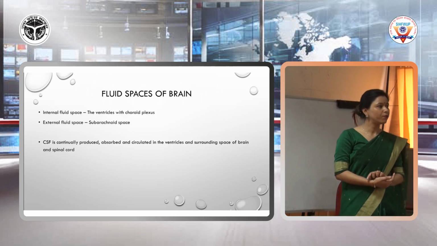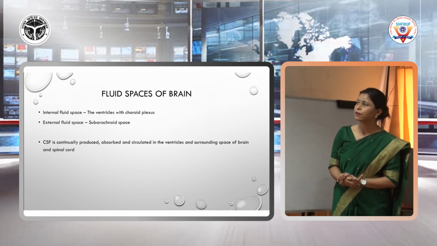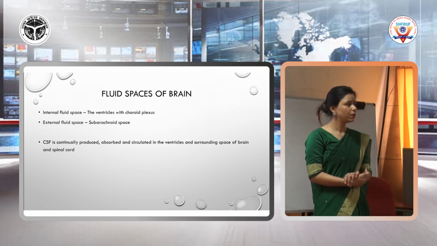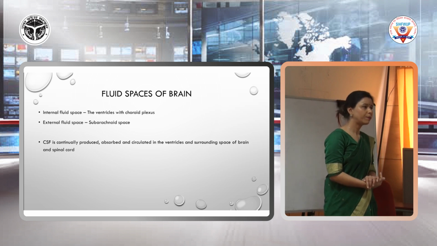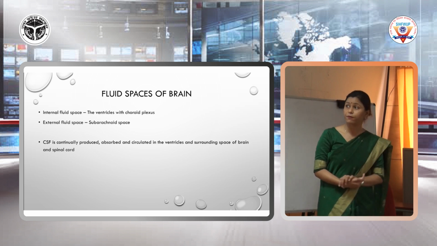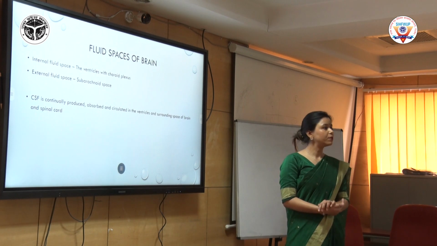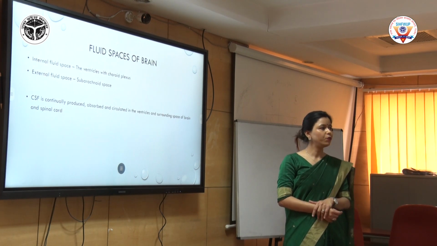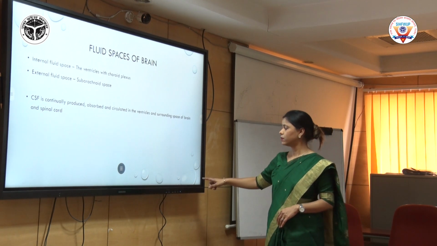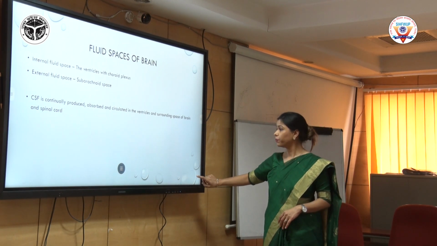So there are two kinds of fluid spaces of the brain. The internal fluid space is the ventricles with choroid plexus, and the external fluid space is the subarachnoid space containing CSF. So the CSF is continuously being produced in the brain, it is being reabsorbed, and then it enters the venous system, and it circulates around the spine as well as the brain.